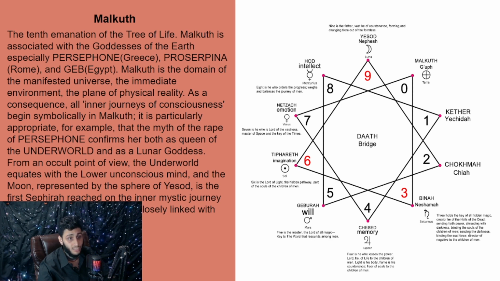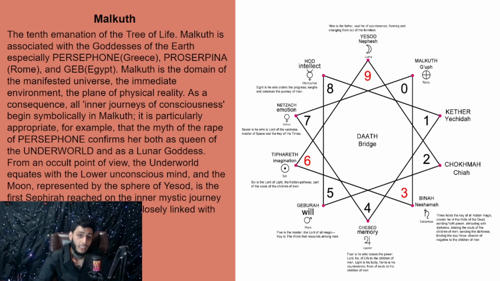It is particularly appropriate, for example, that the myth of the assault of Persephone confirms her both as queen of the underworld and as the lunar goddess from an occult point of view. The underworld equates with the lower unconscious mind, and the moon represents the sphere of Yesod, the first Sephirah reached on the inner mystic journey up the tree of life. Malkut is closely linked with the tarot card, the World.